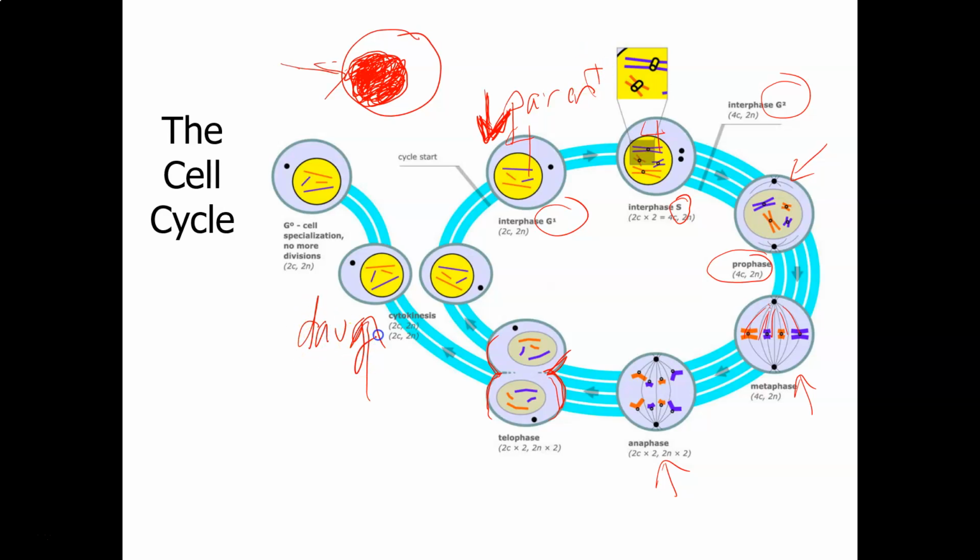Now, we know that some cells in the human body, once they are produced, they do not divide anymore, like nerve cells, for example. So those cells will then go into a G0 stage, which means that that will be the end of the cell cycle for them. They will not necessarily die. They can go on and live for years and years and years, but they will not divide anymore if they're in the G0 stage.